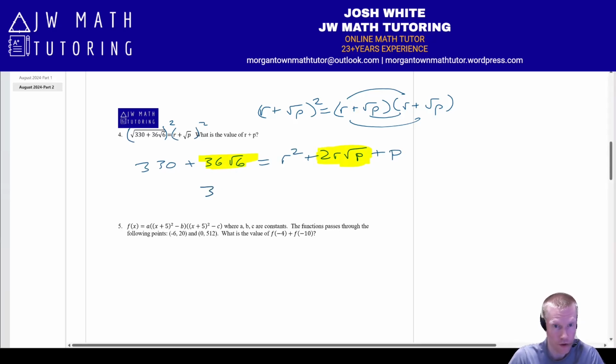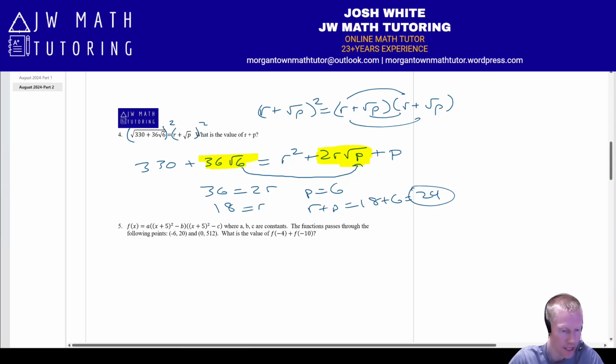So in other words, 36 has to equal 2r. Therefore, r has to be 18. Also, 6, the number in the radical, has to equal p. Therefore, p has to equal 6. So what is r plus p? Well, it's just 18 plus 6, and it is 24. And that is the final answer to this problem.